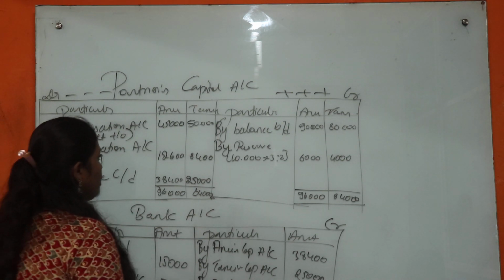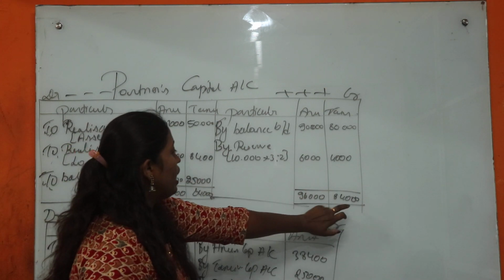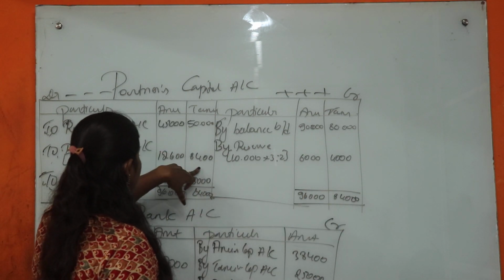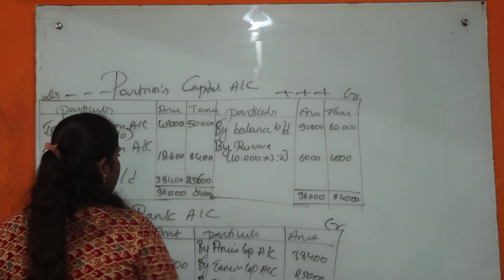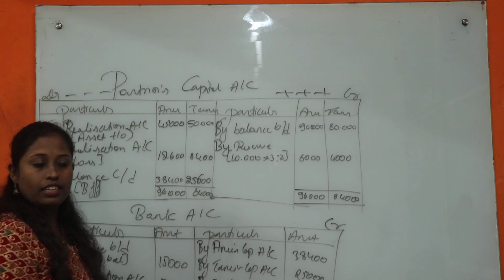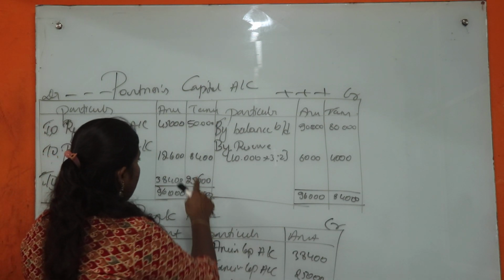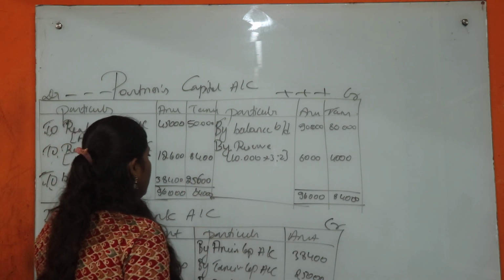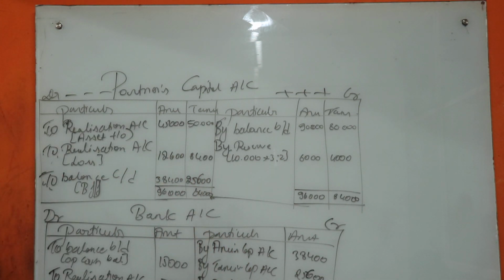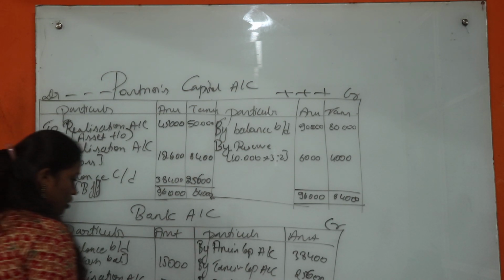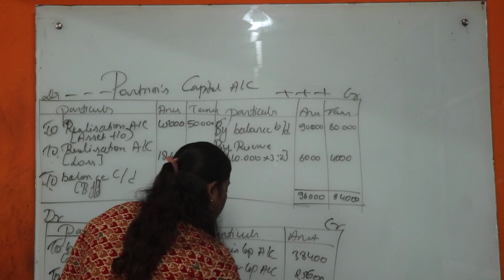Okay, listen here. I think we have a calculation mistake. 84,000 minus 58,400, you will be getting 25,600, right? Now this one will also become 25,600. Tallied now. 66,000. Got it?